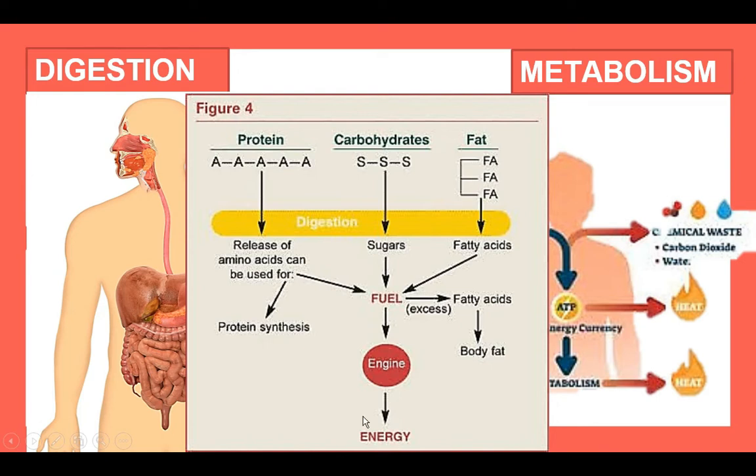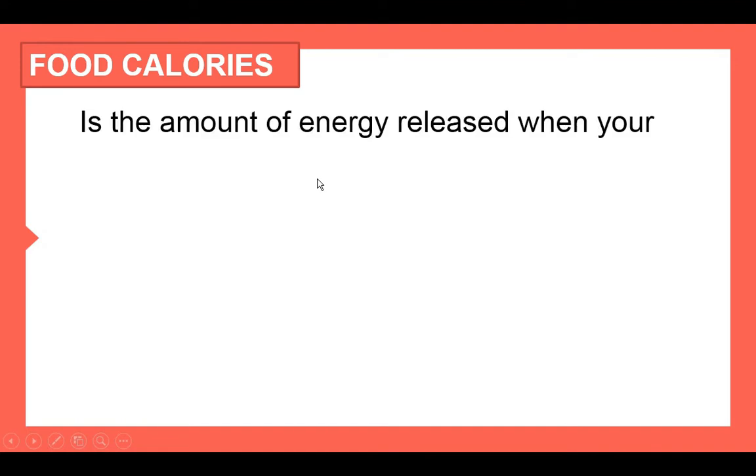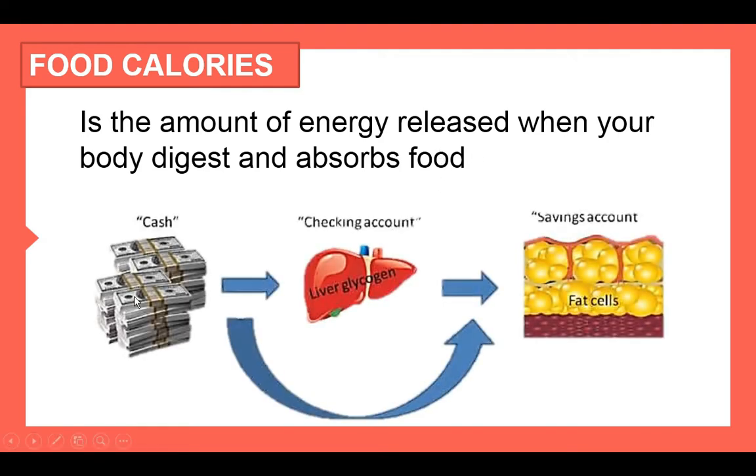This energy is what we call calories. Calories, or food calories, is the amount of energy released when you digest and absorb food. Let's take an example. In this diagram, let's consider cash as fuel which came from carbohydrate, sugar, while the liver is a checking account.